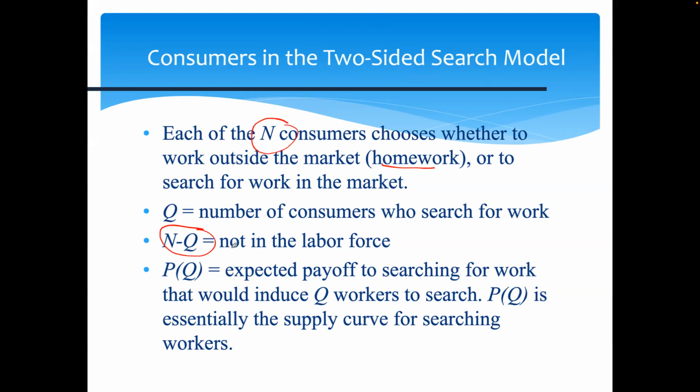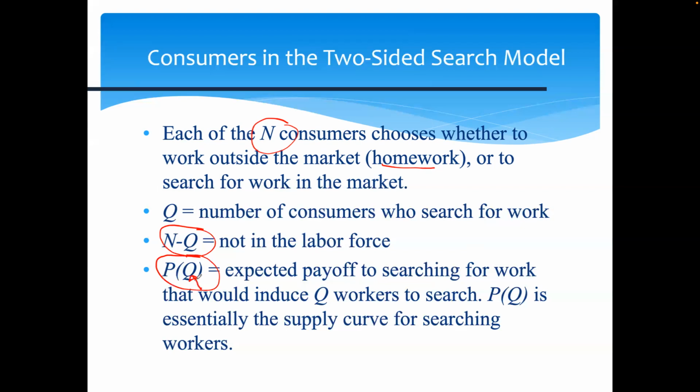Okay, and then the difference is going to be the people not in the labor force, right? So now P of Q, that's the expected payoff to search for work, such that they are going to be Q workers searching. So this is the value for the worker, and the value for the worker is going to be a function of Q.